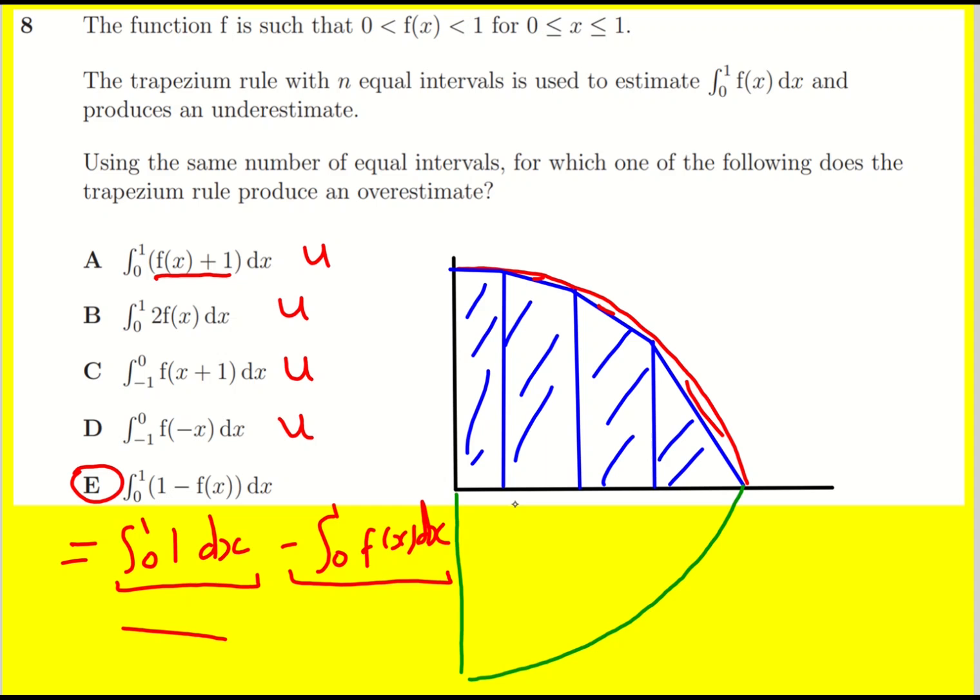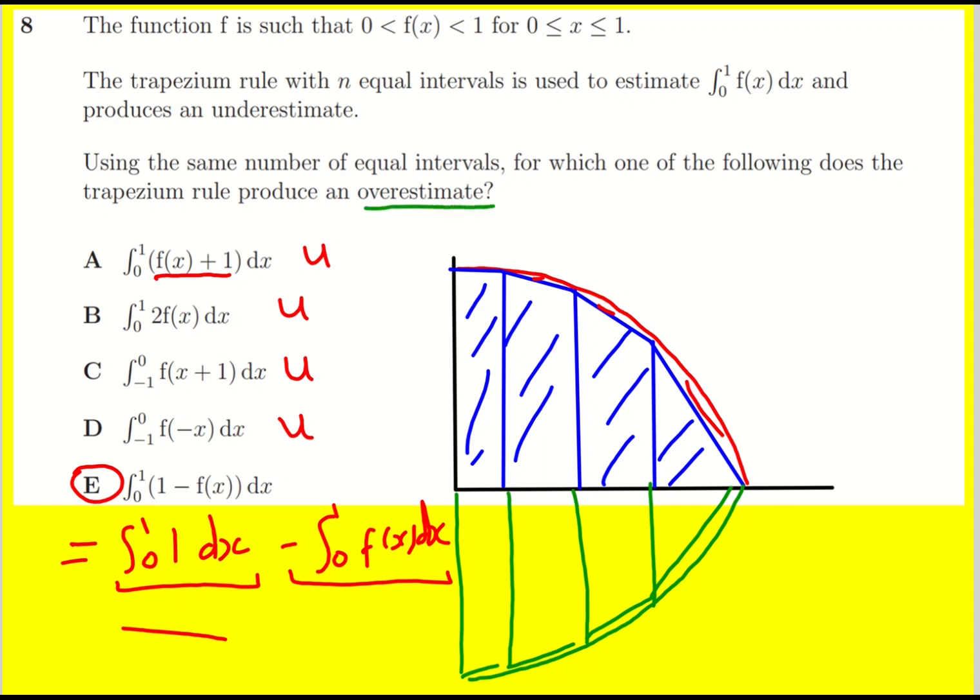So when I now find my trapezia, I've again got the same gaps as before, but what this will mean is that I'm going to get a negative for this integral, by the way, and my negative value will not be as negative as the actual value, which is why it's going to be an overestimate.